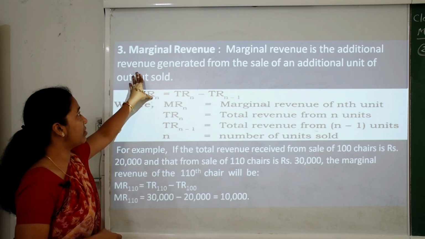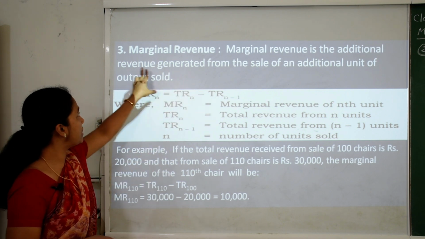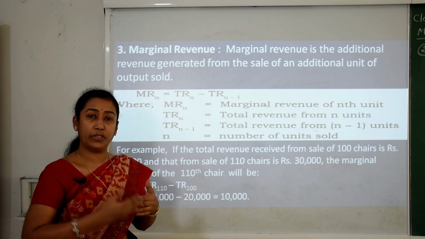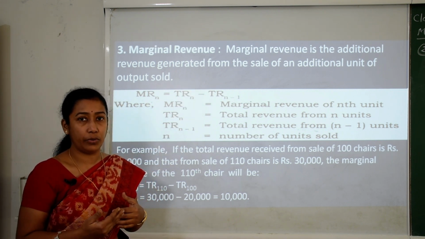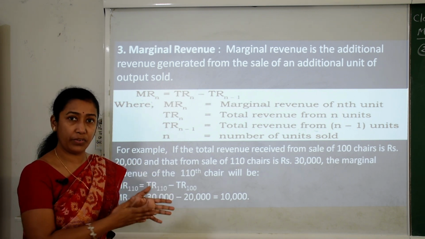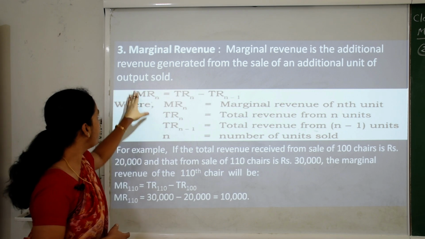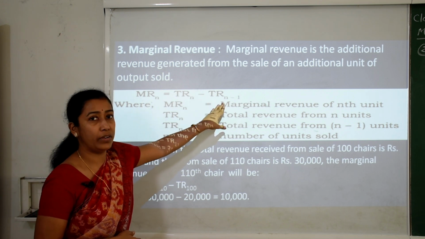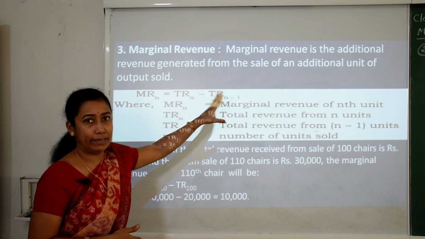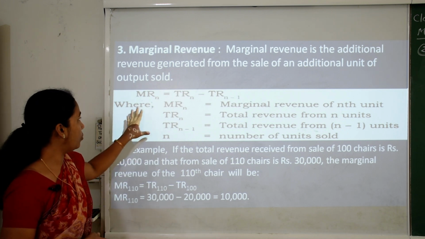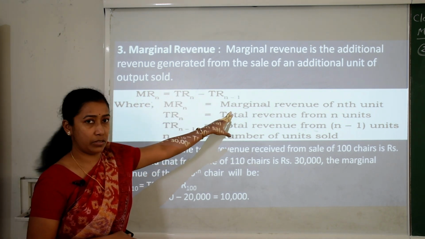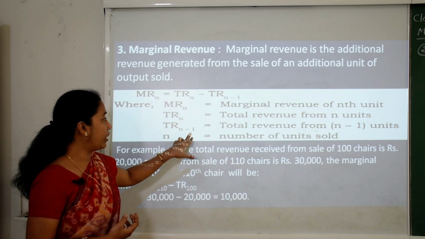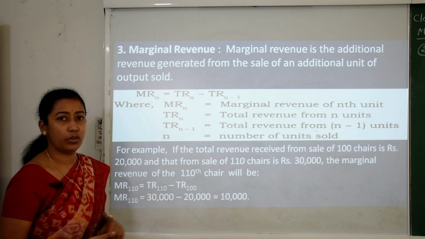Now, the third concept is marginal revenue. Marginal revenue is the additional revenue which is generated from the sale of one additional unit. That means every time the firm tries to sell one additional single unit, whatever amount is added to the previous one will be called the marginal revenue. We can calculate this marginal revenue as total revenue of nth unit minus total revenue of n minus 1, that is the previous from the later one. Total revenue of n means total revenue from n units, whatever is sold, and total revenue of n minus 1 is the revenue from one unit fewer.